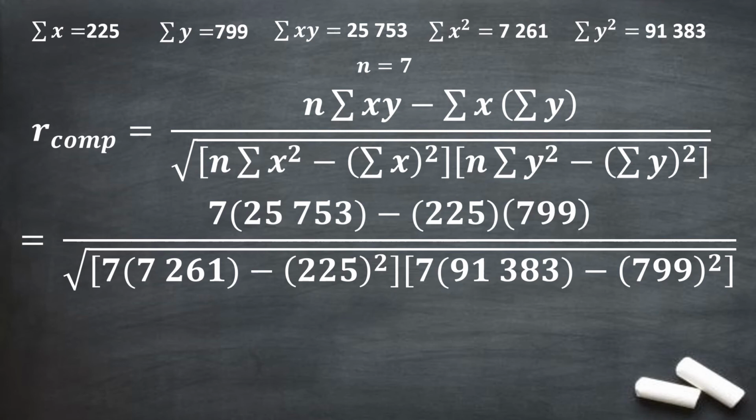I discourage you to directly solve this in your calculator because of the amount of numbers that we have, and I'm not really sure if your calculators can take everything as input. So I highly suggest you compute the numerator first, and then simplify the denominator, and then divide the numerator by the denominator, and that's the time you can compute for the R computed.